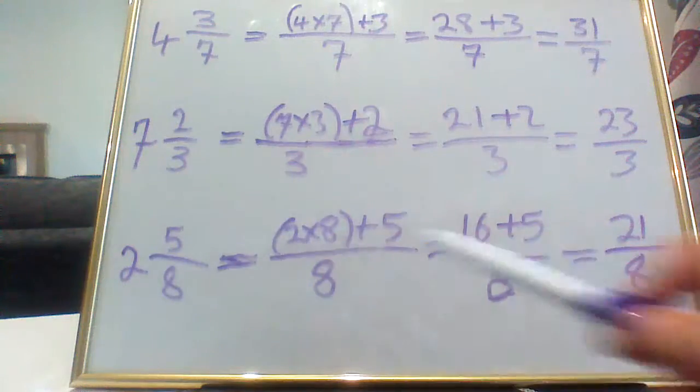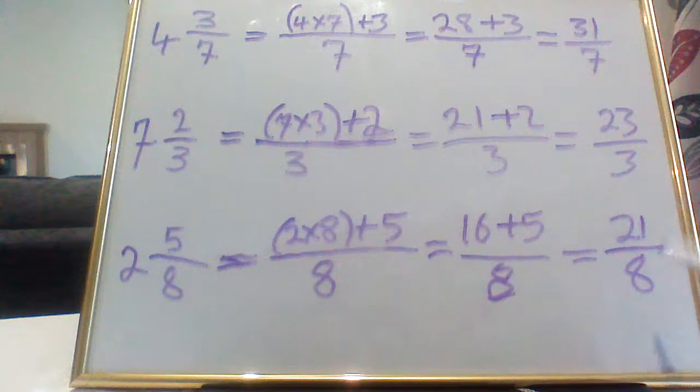So 2 and 5/8 becomes 21 over 8. Now we're going to move on, and now you're going to learn how to convert or change improper fractions into mixed numbers. So just give me a moment while I clean the board.